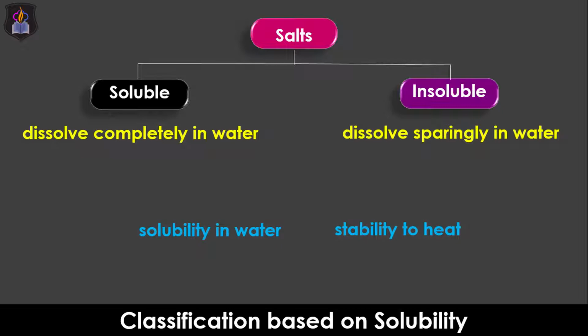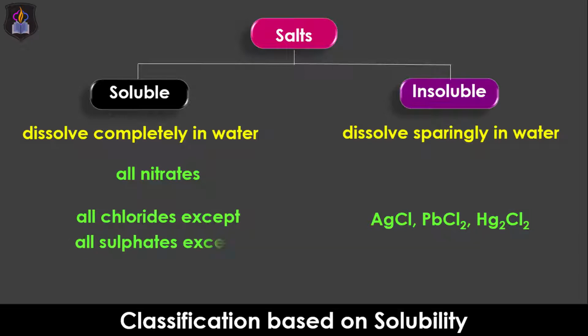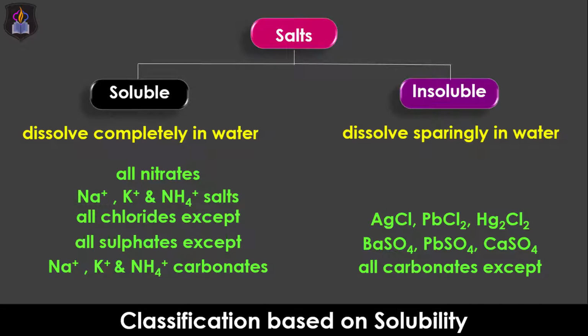Examples of soluble salts include all nitrates, all chlorides except silver chloride, lead 2 chloride, mercury 2 chloride, etc. All sulfates except barium sulfate, lead 2 sulfate, while calcium sulfate is sparingly soluble. On the other hand, examples of insoluble salts are all carbonates except the carbonates of group 1 metals and ammonium carbonate. Similarly, all group 1 metals and ammonium salts are soluble. However, for the purpose of this lesson, our focus shall be on sodium and potassium salts.